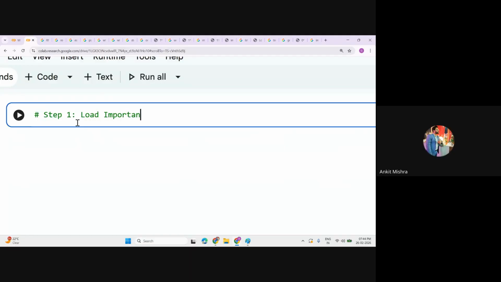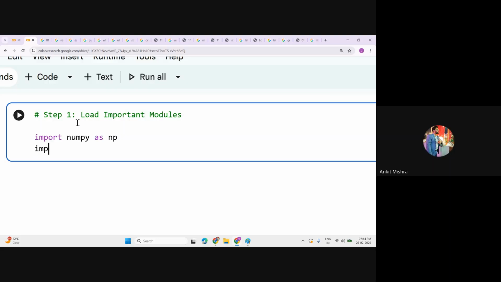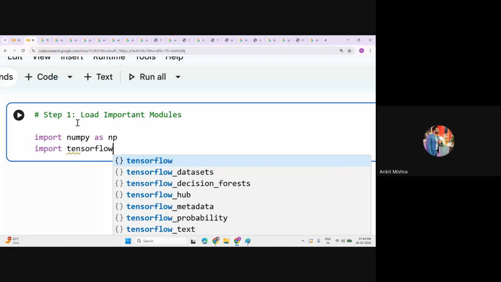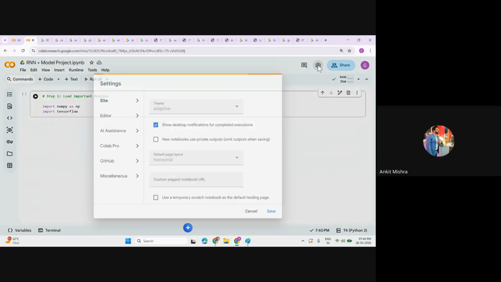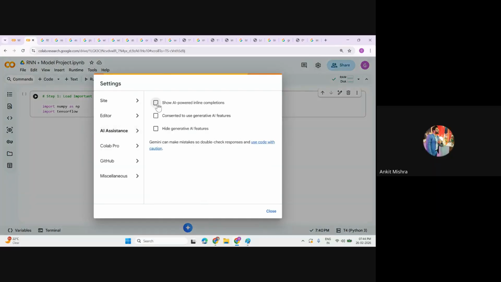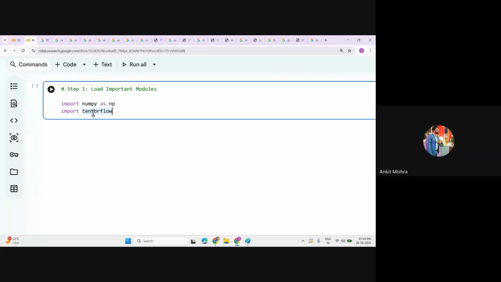So let's call this step 1, load important modules: import numpy as np, import TensorFlow as. Okay, guys, I'll do one thing. I'll go to this setting and use this AI assistant, which shows AI-powered inline completion, and I'm giving my consent, because it will take so much time if I write all the code again and again. Now it should show some suggestions for me.